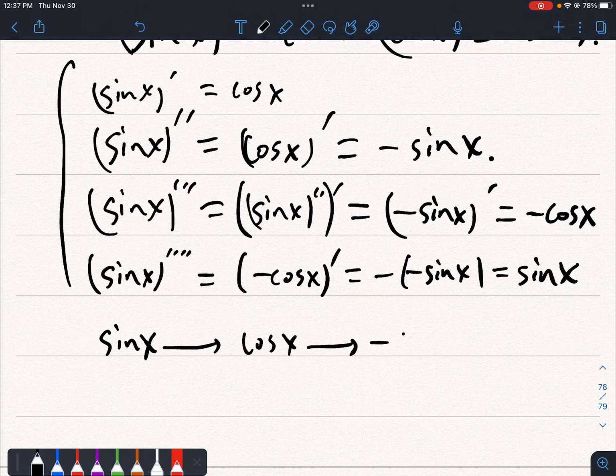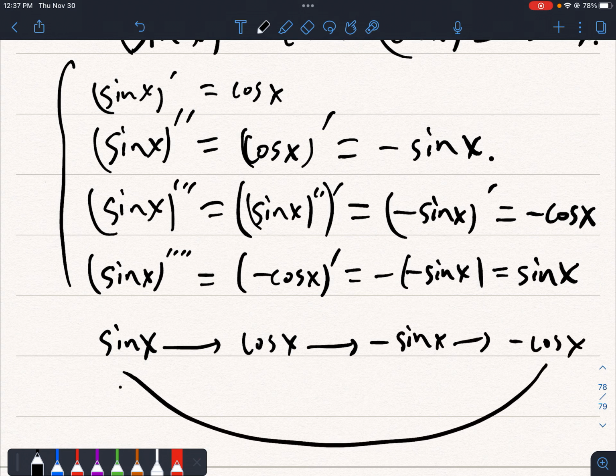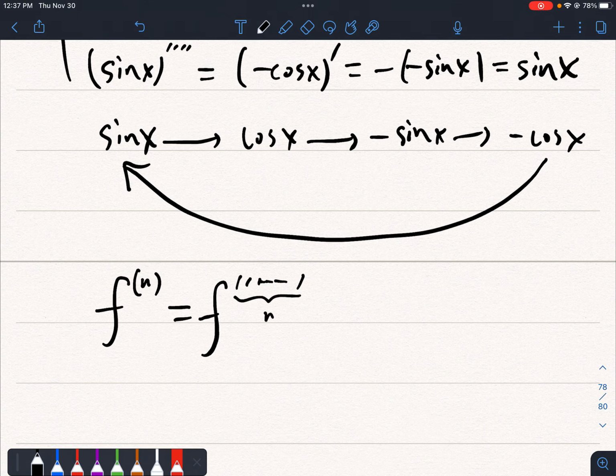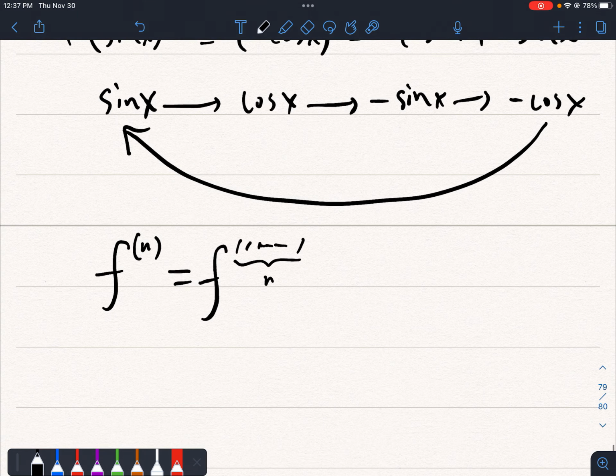So this actually has a pattern, right? First from sine x, and then take the derivative, it becomes cos of x, and then it becomes minus sine of x, and then it becomes minus cos of x, and then it becomes sine of x again. So which means if we denote the higher order derivative in terms of f to the bracket n, so we use this to be f prime prime prime prime prime. So we have n, we take the derivative n times.